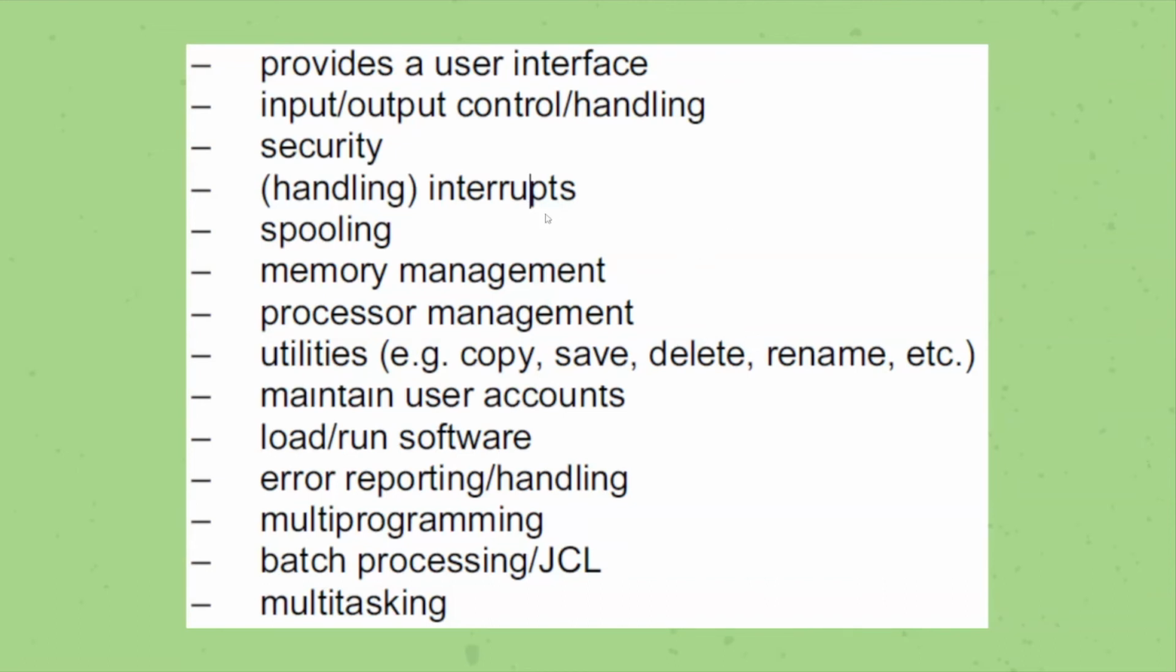The answers stated in the marking scheme are provides a user interface, input or output control or handling, security, handling interrupts, memory management, processor management, etc. We all know that an OS is meant to provide a user interface, and that's a key function of an operating system. And also, an even more common answer is maintaining user accounts, and that's obvious. Multitasking, multiprogramming, and security are the 3 things which I told you are easy to remember, and the rest are just common knowledge. Make sure to remember at least 5.